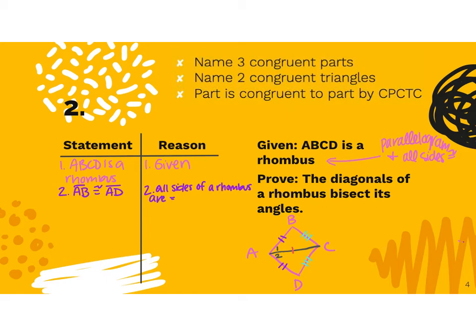are congruent. Next, we know that BC is congruent to DC, and that is the same reason as above. You can either rewrite it, copy and paste, or use the tick marks. Then we can say that AC is congruent to itself, so AC is congruent to AC, and that is because of the reflexive property.